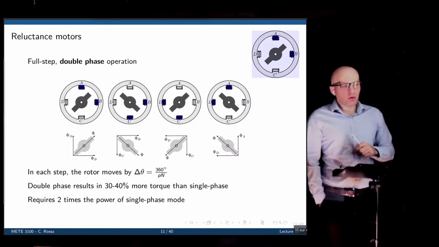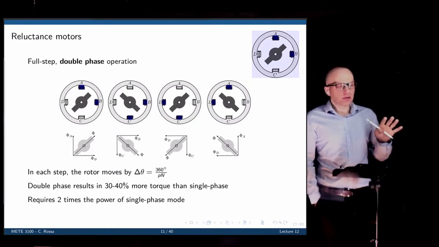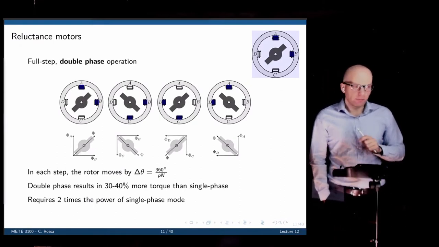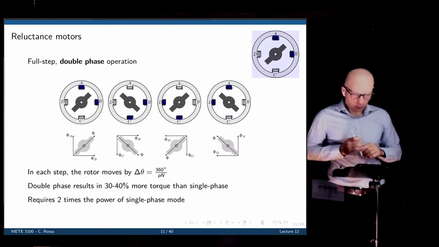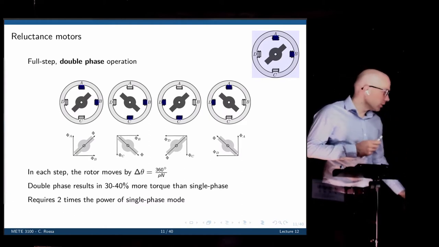Now let's go to a double phase operation. In a double phase operation, we are actuating two coils at the same time.